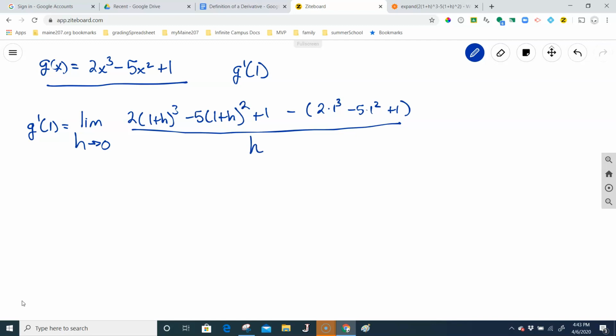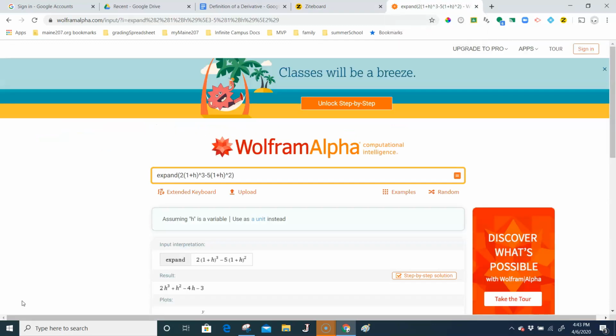But then I want you to go to our good buddy, Wolfram Alpha, and you can type in something like this. Hey, Wolfram Alpha, please expand for me 2 times the quantity 1 plus h cubed minus 5 times the quantity 1 plus h squared. So if you use the word expand and put parentheses around the whole thing, it'll tell you down here how it's interpreting it, and it'll give you the answer. Because I know you guys can take the time to take 1 plus h times 1 plus h and do all that work. We're not going to do that. Just use this tool, Wolfram Alpha, to help you out. That's how you do it.